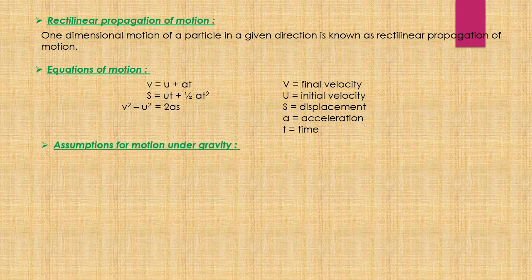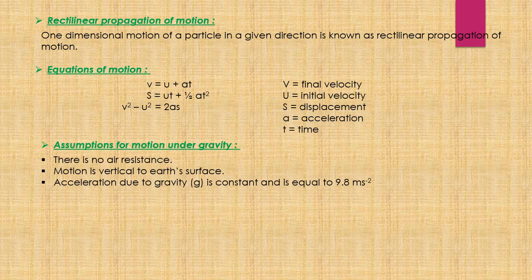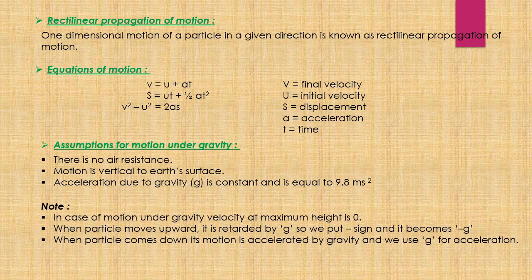There are some assumptions for motion under gravity. First, there is no air resistance, motion is vertical to Earth's surface, and acceleration due to gravity is constant and equal to 9.8 meter per second square. We need to consider some more points. In case of motion under gravity, velocity at maximum height should be equal to 0. When a body moves upwards, it is retarded by g, so we put a minus sign and it becomes minus g, that is acceleration due to gravity in negative direction. Next, when the particle comes down, its motion is accelerated by gravity and we use g for acceleration.